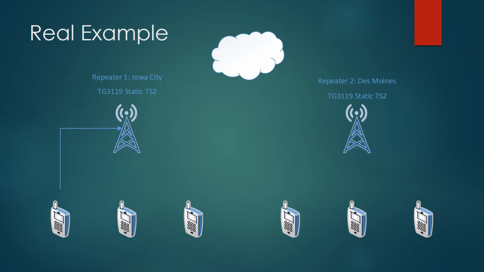In this example, let's imagine one person in Iowa City. They're tuned to talk group 3119, which is the static talk group on time slot 2, and they begin to transmit. So their transmission goes from their radio to the repeater.